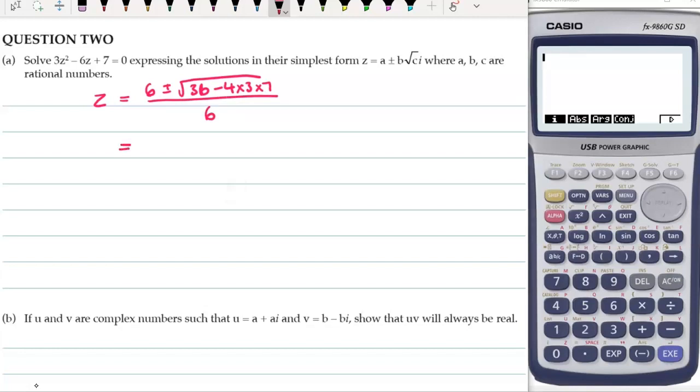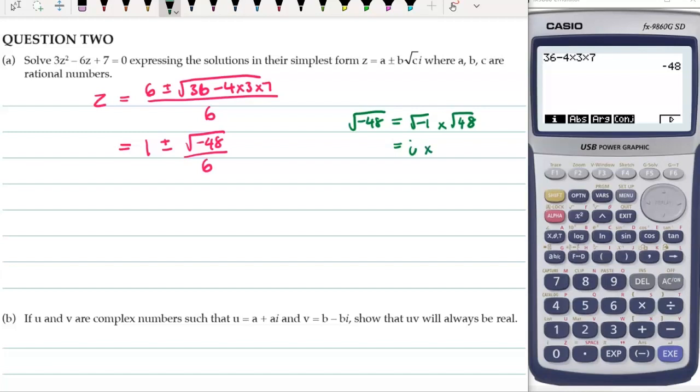Okay, so the 6 divided by 6 gives us 1, plus or minus. Now we've got 36, take away 4 times 3 times 7, is negative 48, over 6. Now just off to the side, I'm going to sort out the negative 48. So this is negative 1 times 48, so the square root of minus 1 times the square root of 48. Square root of minus 1 is i.